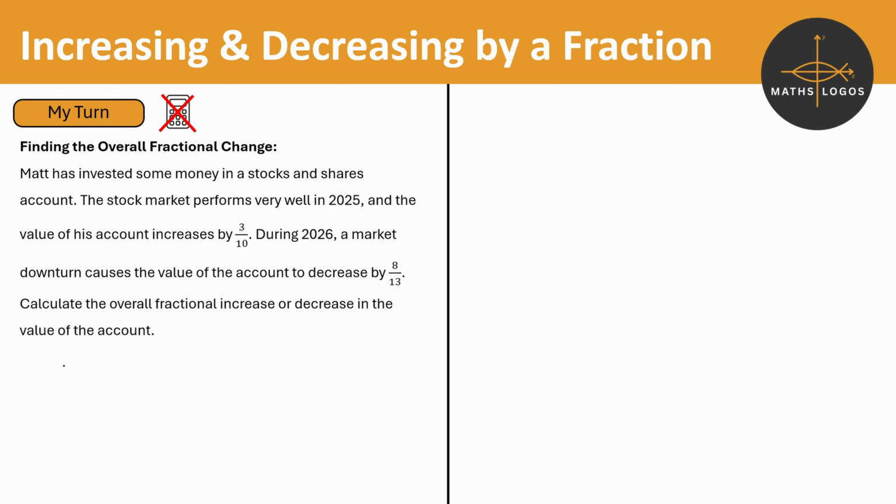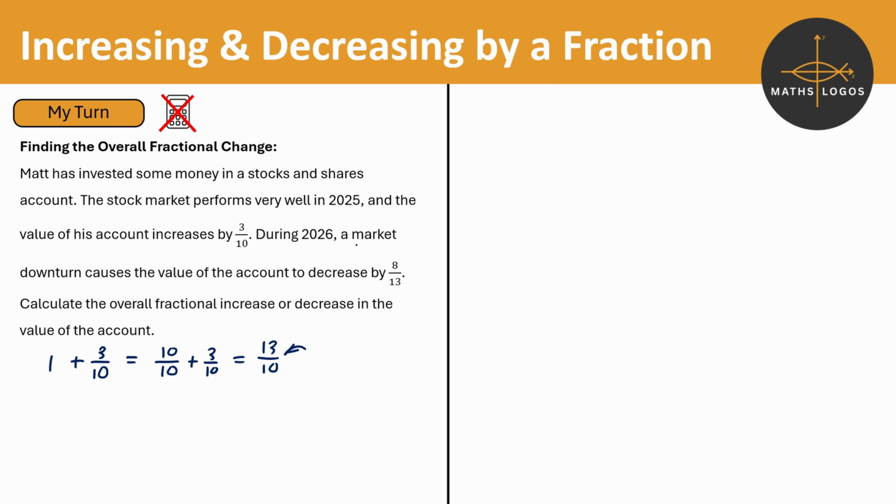So the way to think of this is the original money in his account was worth 1 or 100%, and we added on 3/10. This is going to give us the fraction of the original that the new account represents. So let's go ahead and do this. 1 is equal to 10 over 10, and we'll add on our 3/10. This gives us 13/10. So this is the fractional multiplier. In other words, it's what I'd multiply the original by to get the new amount. This fraction represents a 3/10 increase.